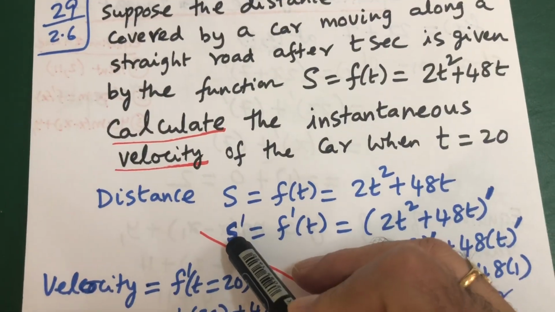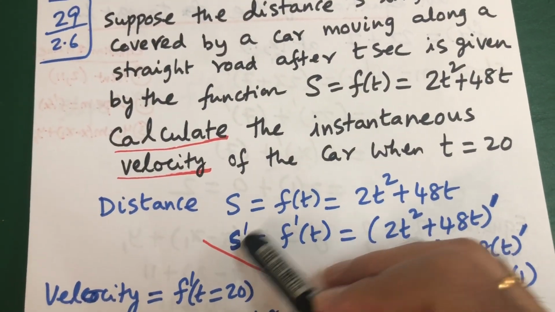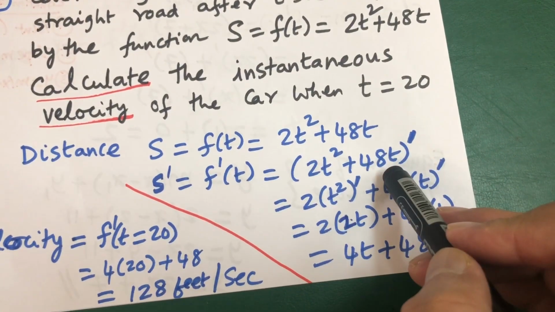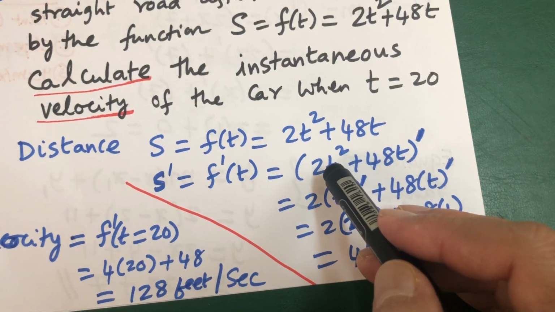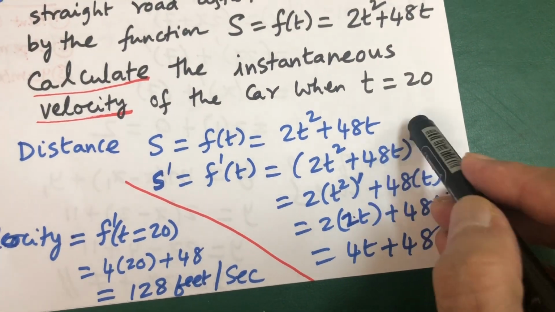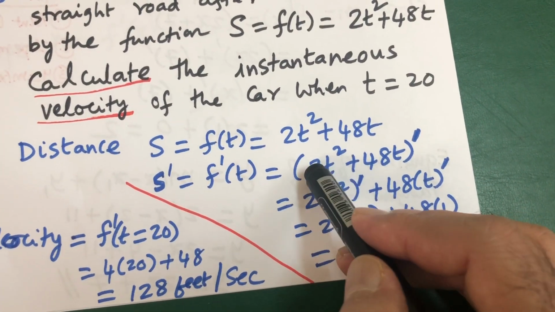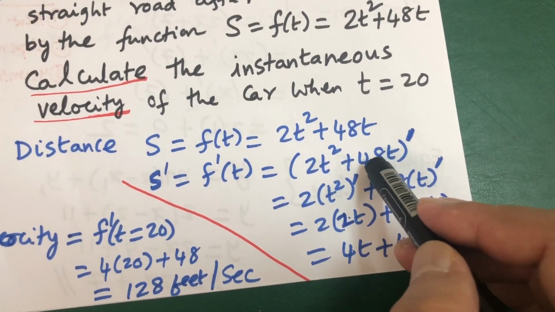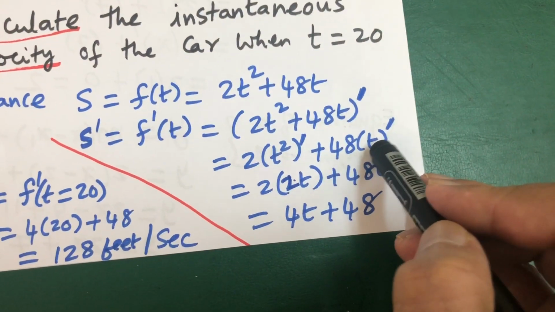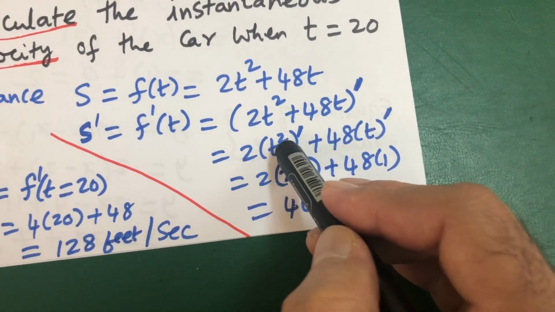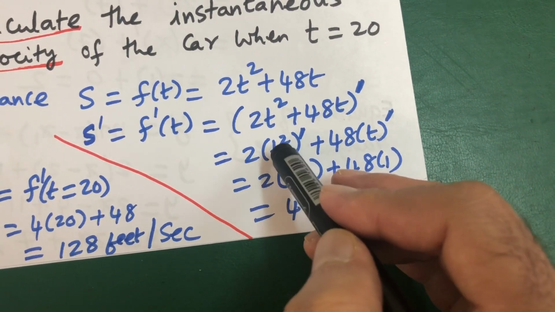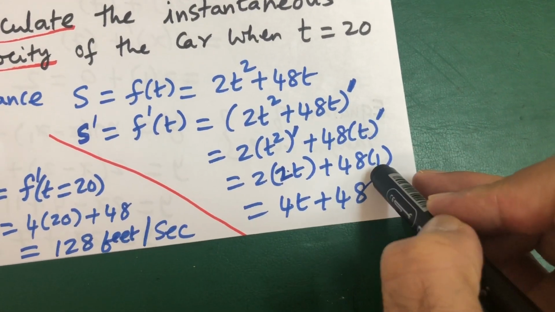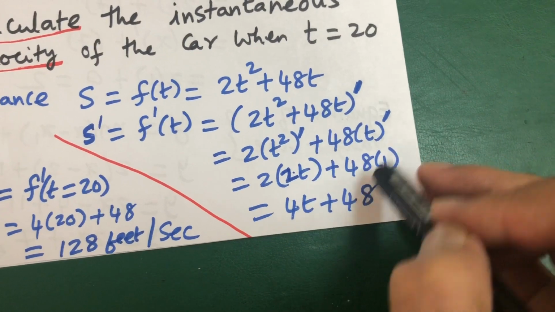Velocity means derivative. Derivative means f dash; s dash means f dash t. So you have to find the derivative of this. The function is 2t square plus 48t. Whenever t square is there, the 2 will not participate; only t square participates in the derivative. Whenever t is there, the 48 will not participate; only t participates. The derivative of 2t square is 4t. Don't forget it. Plus the derivative of 48t, which is 48. So 4t plus 48.